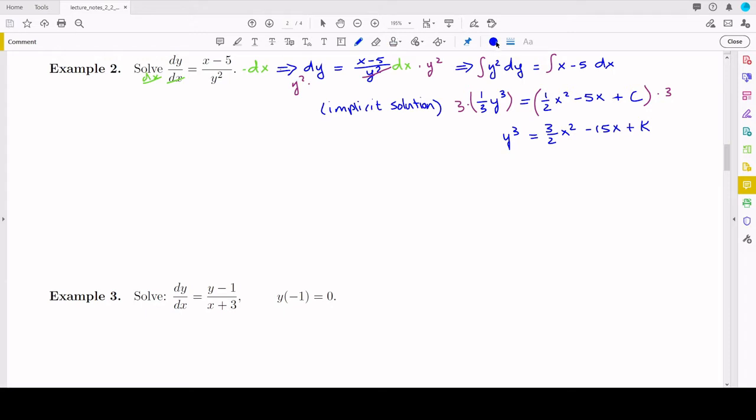Finally, we can take the cube root on both sides. So we take the cube root on that side, we take the cube root on that side, and our final explicit solution is y equals the cube root of (3/2 x squared minus 15x plus k).